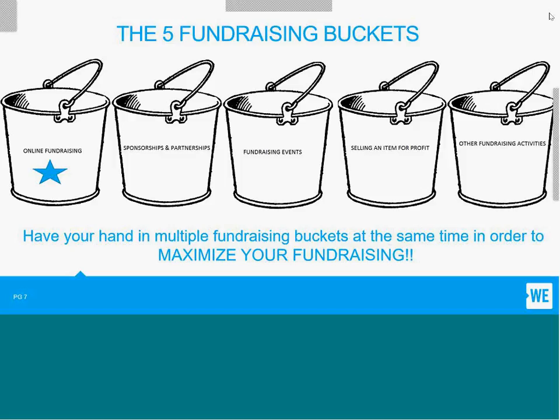The fourth fundraising bucket is selling an item for a profit. This is something that we've talked about in great detail. This is one of my favorite fundraisers because you're offering value in exchange for a donation. So you're selling something like a Midori Rafiki or something that you've made handmade, like an infinity scarf or a painting. So this is selling an item to make a profit.